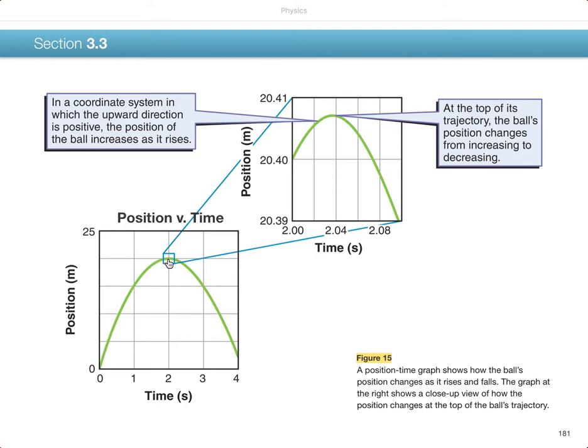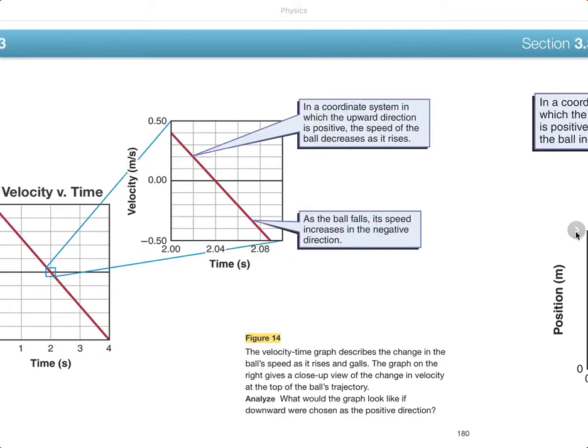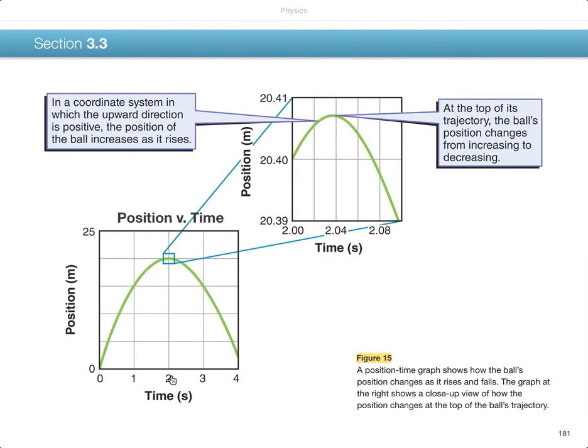I wonder where that is. Let's see, 2 seconds. Well, let's go back. At 2 seconds, the velocity was 0. And where were we? At the top. At 2 seconds, the slope of the position time graph is 0. And where are we? We're at the top.